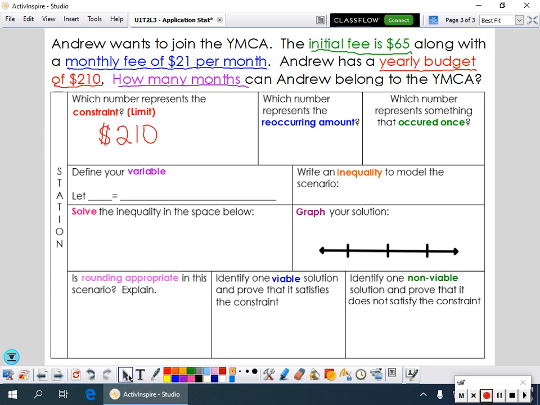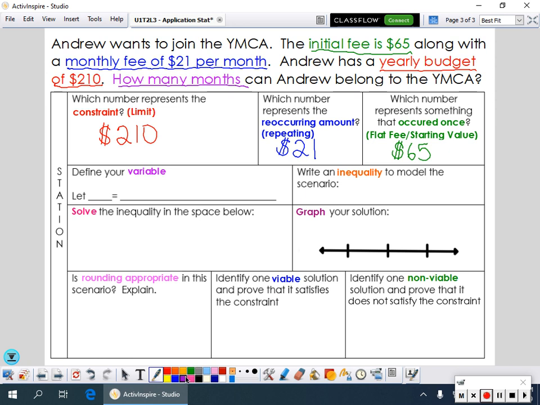We want to identify the amount that is a recurring amount, or an amount that repeats over and over again. In this case, the amount that repeats over and over again is the $21 that Andrew has to spend every month. And there's also a one-time fee, something that occurred only once. In this case, it's called an initial fee, but you might also see it written as a flat fee or a starting value. And Andrew's initial fee is $65. So remember, he pays $65 and $21 every month, and he can't spend more than $210.